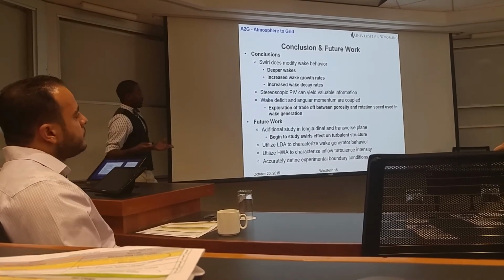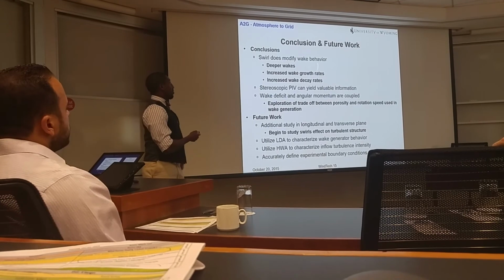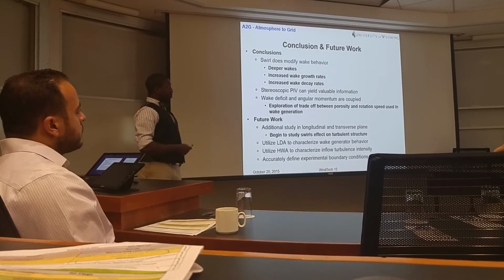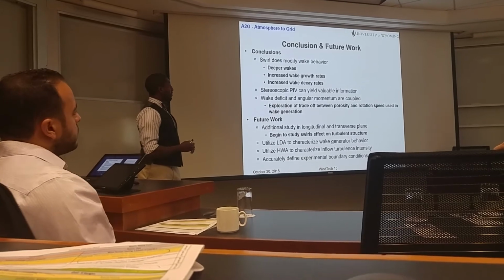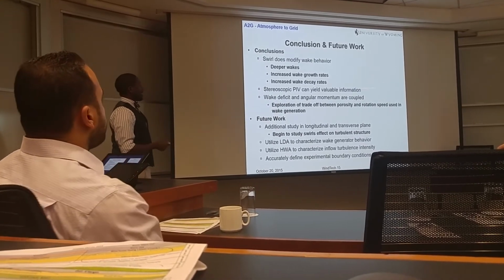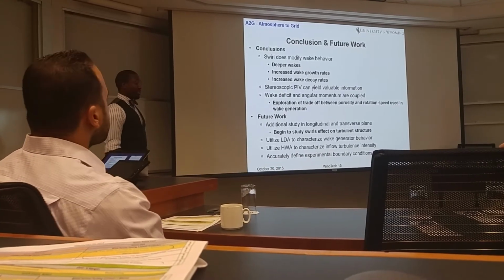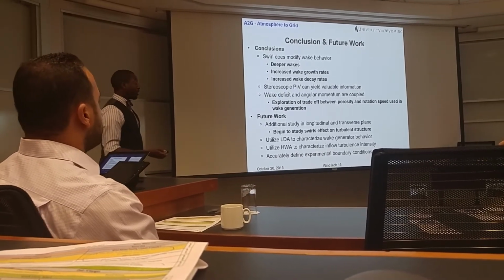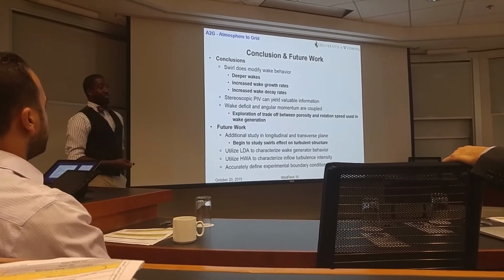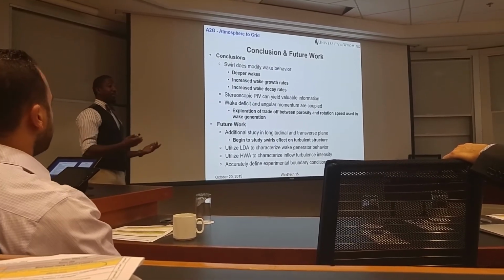So to conclude, big takeaways: swirl modifies wake behavior. It's pretty clear. Based on some initial testing we've done, we feel like it's relevant in the right range of issues and concern, and that stereoscopic PIV can really yield some valuable information. It seems from the plots there's a lot going on in this flow. It's pretty interesting. But the other bigger takeaway is that wake deficit and angular momentum are coupled, and it's really coupled on how you produce it.